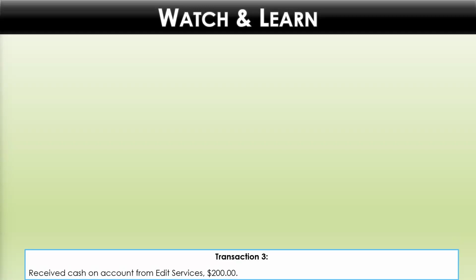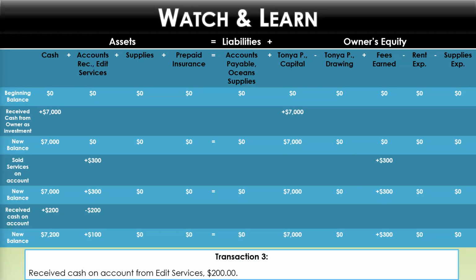Transaction 3, received cash on account from Edit Services in the amount of $200. Received cash on account. This will impact the cash account and will increase by $200. And this transaction also impacts accounts receivable, Edit Services, and we're going to subtract $200. So we're adding and subtracting the same amount on one side of the equation. That's okay, and that's correct. This will keep it in balance.